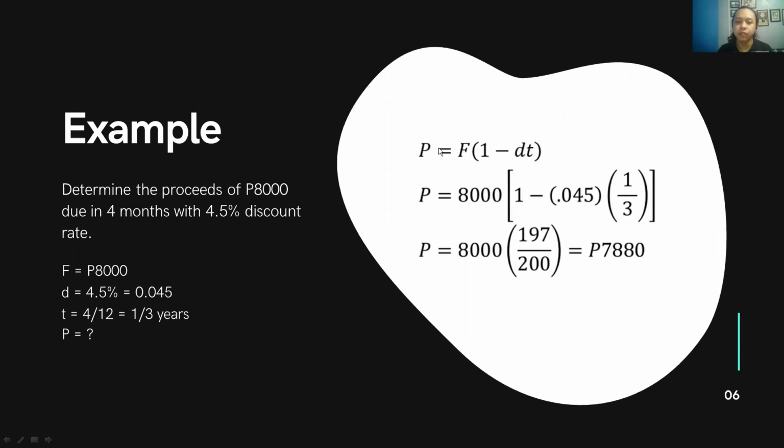The formula for proceeds is P is equal to face value times 1 minus discount rate times time. Simply substitute the given. F is 8,000, D is 0.045, and T is 1/3. Simplify the formula and solve. We will get the proceeds of 7,880 pesos.